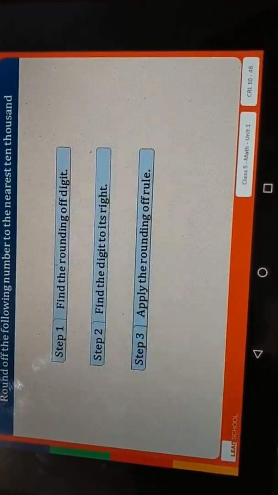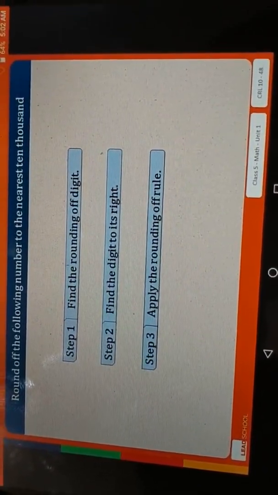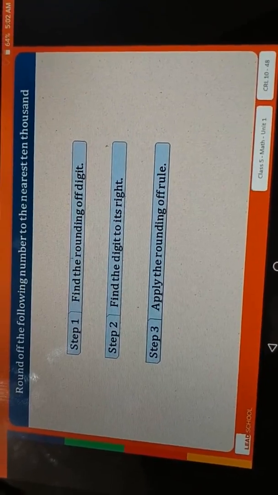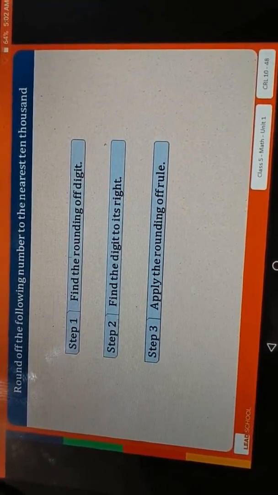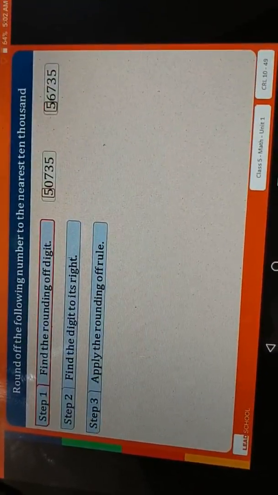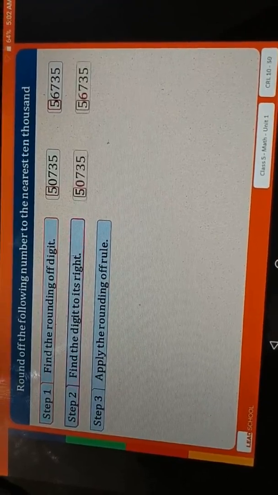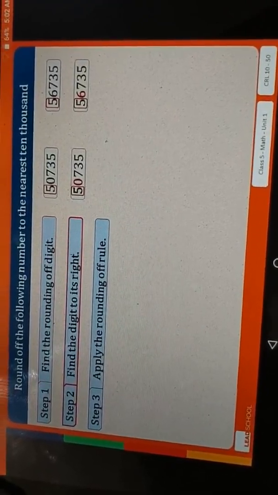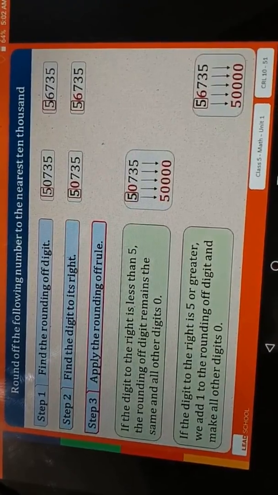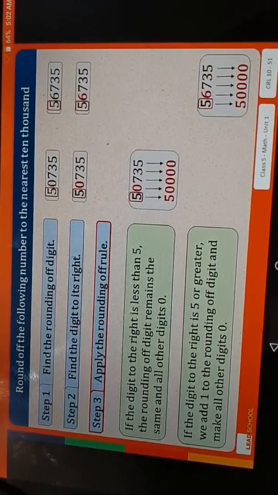So students, now you can round off numbers to the nearest 10,000 by following 3 steps. Find the rounding off digit. Find the digit to its right. And apply the rounding off rule. Happy learning!